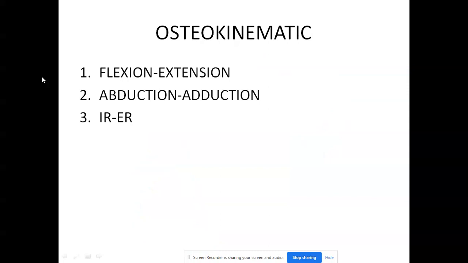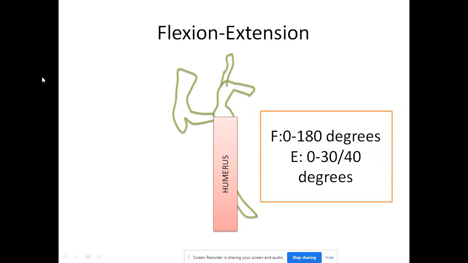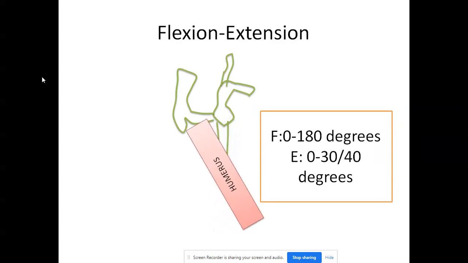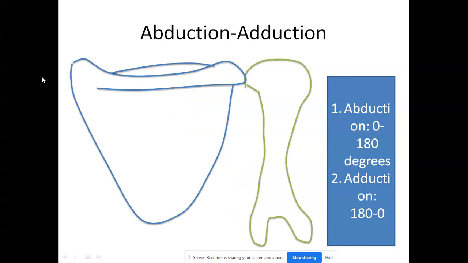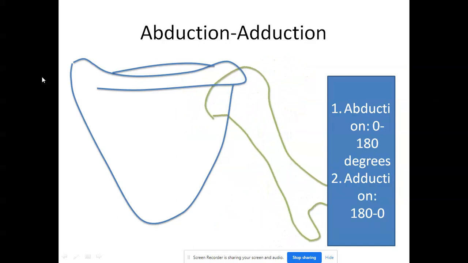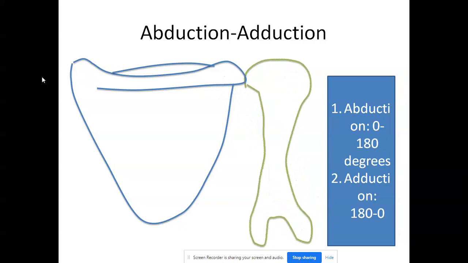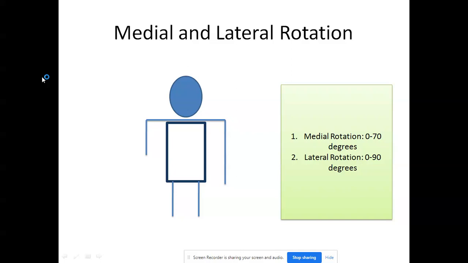Coming to osteokinematics, that is just the degrees. Coming to flexion and extension, I already showed you how flexion and extension of the humerus occur over the glenoid fossa. The flexion range is 0 to 180 degrees, whereas extension is between 0 to 30 or 40 degrees. This is not called hyperextension. This is pure extension of the shoulder, which is 0 to 30 or 40 degrees. Coming to abduction and adduction. Abduction is about 0 to 180 degrees, whereas adduction is nothing but 180 to 0 degrees. There are also terms called horizontal abduction and horizontal adduction.